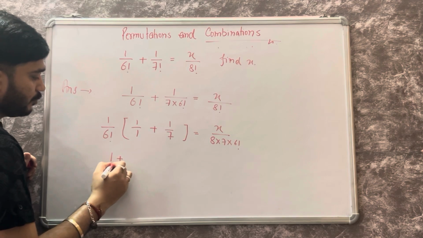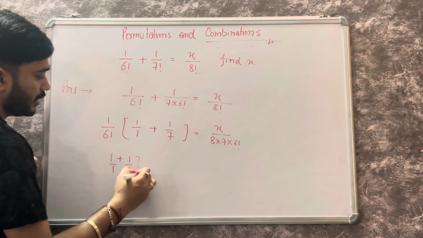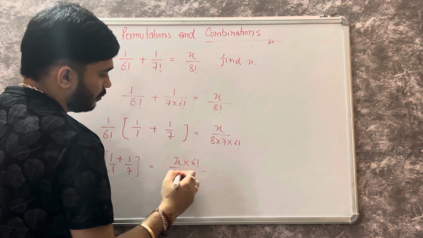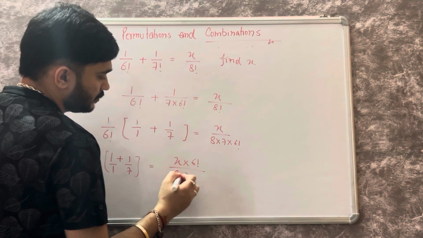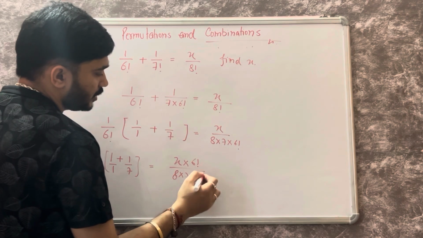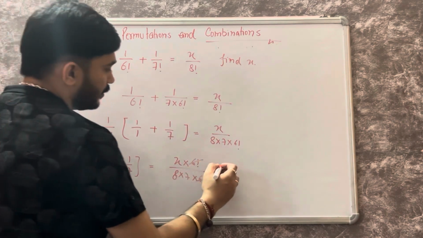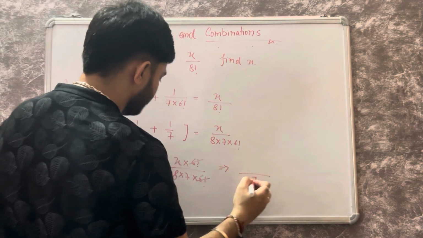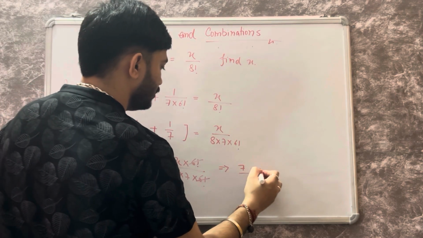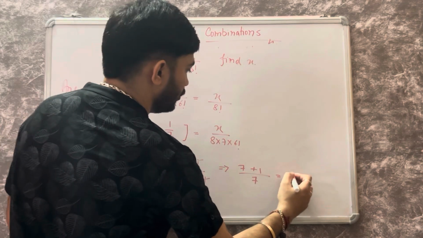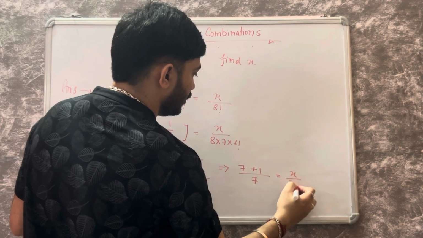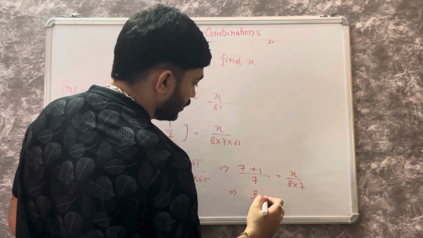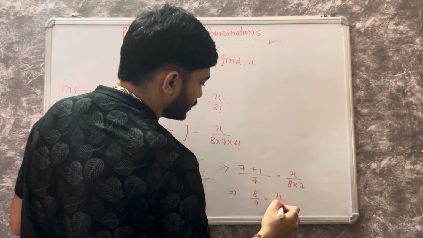So it will be 1 upon 1 and 1 upon 7, bracket on, equal to x multiplied by 6 factorial divided by 8 into 7 into 6 factorial. Cut this 6 and 6 factorial and you are being left with, take the LCM here, you will get 7 plus 1 equal to, here you will get 8 upon x upon 8 into 7. Here the answer will be 8 upon 7 equal to x upon 8 into 7.